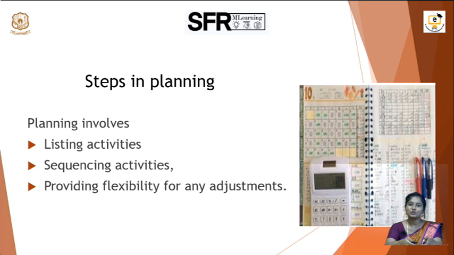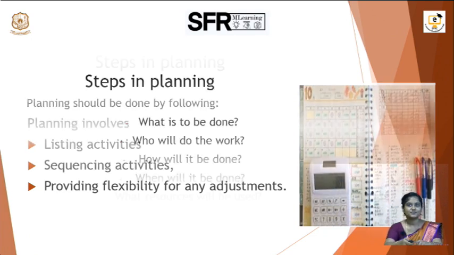As we saw, we should also have an alternate plan so that we can make some flexible changes. Firstly, we should list all the needed things, all the resources we need. Next is sequencing: which one should take the first place, which one should take the next place. So, we should sequence it hierarchically, and finally, we should also have some adjustments and flexible plans.